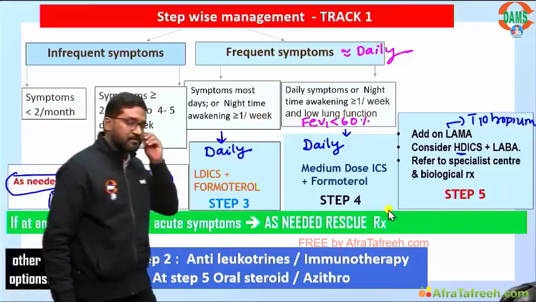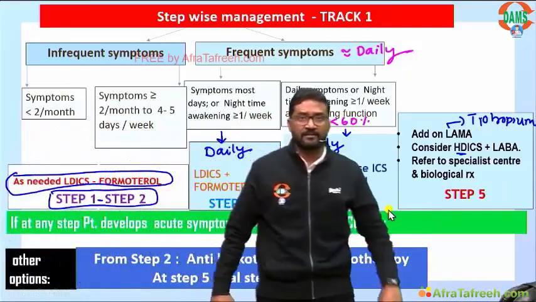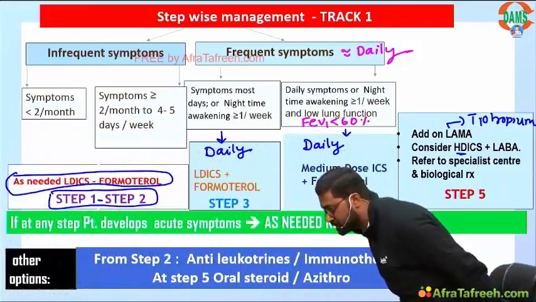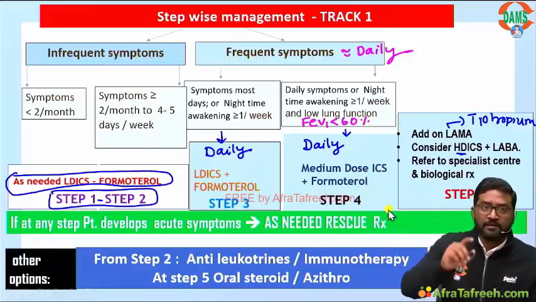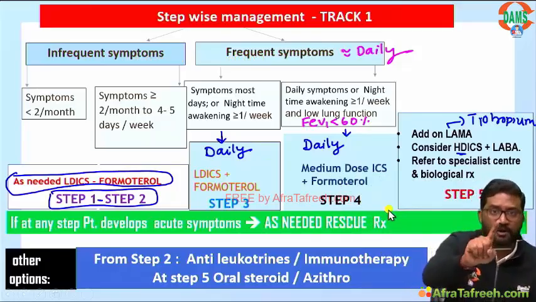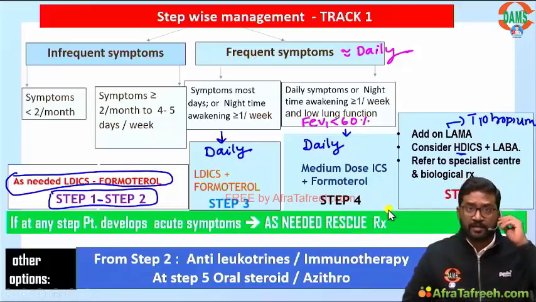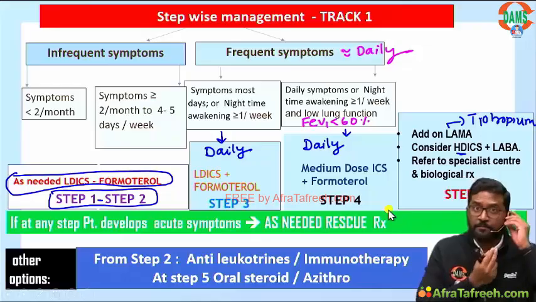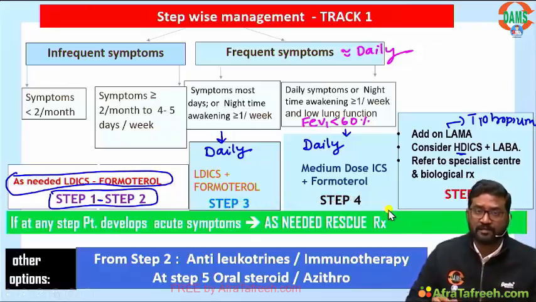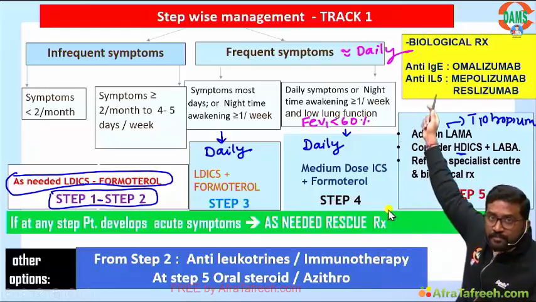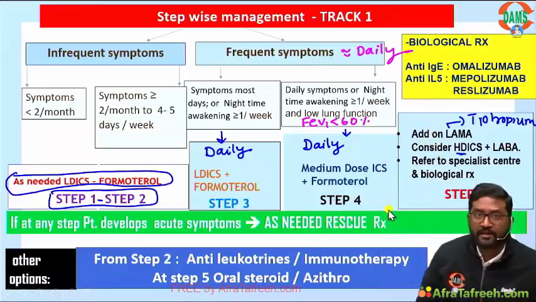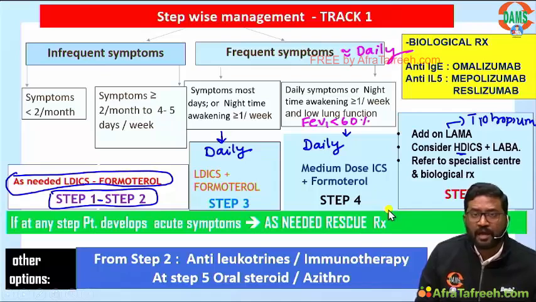Or you can also start azithromycin. Azithromycin has both anti-infective and anti-inflammatory properties. It might be helpful. In step 1 and step 2, the patient should take it only on days of symptoms, not daily. From step 3 onwards, the patient should take daily medication. Now what are the costly biological treatments available? Blocking antibodies: anti-IgE, omalizumab; anti-IL-5, mepolizumab; and we also have reslizumab.